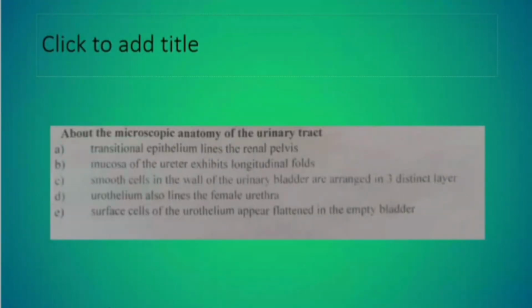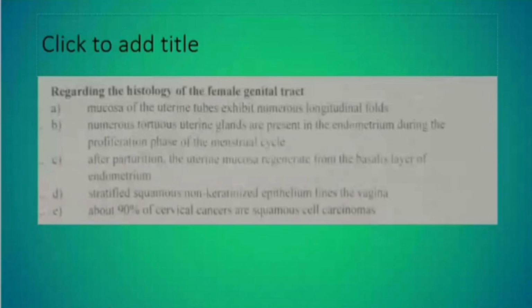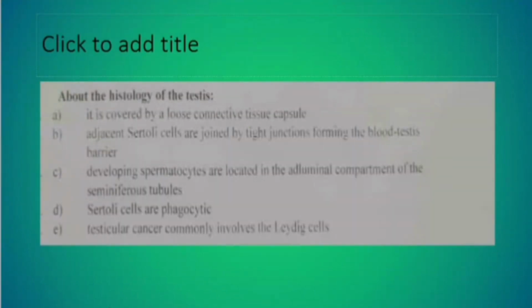Next, histology of the testis: it's covered by a loose connective tissue capsule. I think we have already discussed this, and you said this is false, because it's a dense connective tissue capsule, the tunica albuginea. Adjacent Sertoli cells are joined by tight junctions forming the blood testis barrier. True. Developing spermatocytes are located in the adluminal compartment. True. Your Sertoli cells are phagocytic. True. Testicular cancer commonly involves Leydig cells. False. They commonly involve the germ cells, your spermatogenic cells.